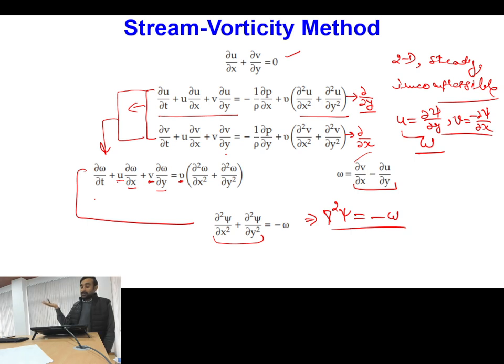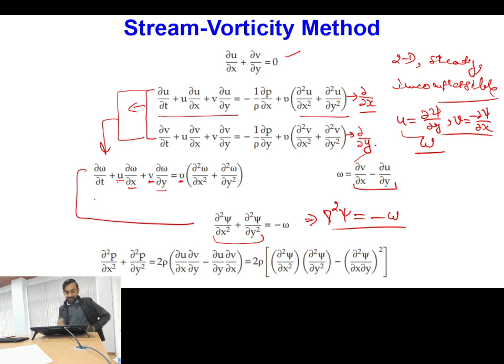Okay, and now the question is that once we have calculated the values of psi and omega, we need to calculate pressure also. So how to calculate pressure? To do that, I will take the differentiation of this equation with x and of this equation with y, and then add these two equations. Once I do so, I get the Laplacian of pressure equal to 2 rho times this term, and this term can be written purely in terms of stream functions. So if you know the stream functions, you can simply calculate your pressure field. Okay, is this one clear?